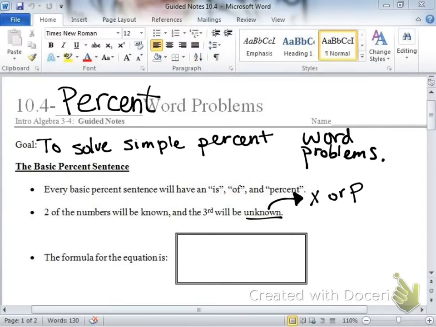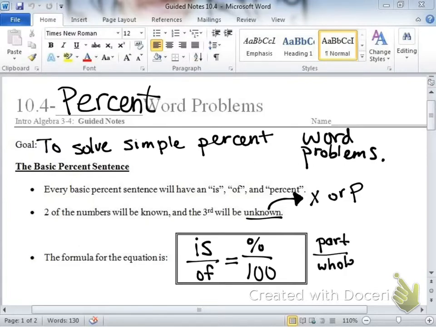So for today, we are going to set all of these up in this proportion. Is over of, that's our first ratio, equals the percent over 100. So you're going to write two ratios. The second ratio is pretty easy because we learned yesterday that a percent means per 100. So the second ratio is going to be your percent value over the 100. And then the first ratio, we call it the is number and the of number.